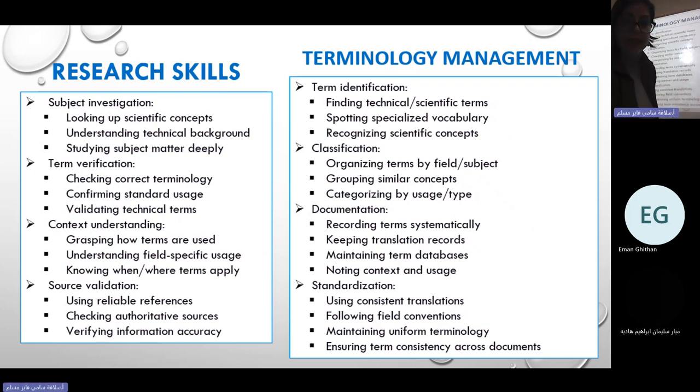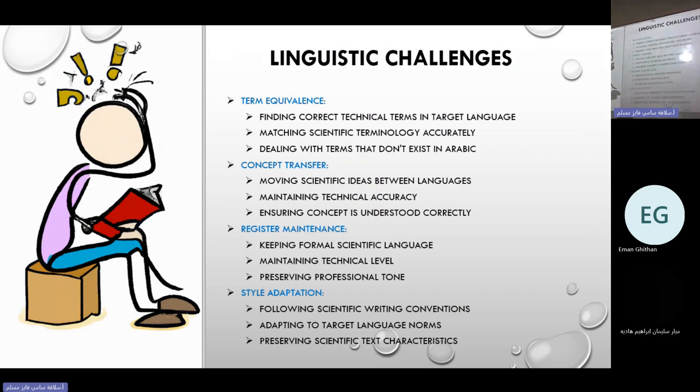Last thing is linguistic challenges. Term equivalence. And this is why we have a debate between the purists and the modernists. Should we translate? Should we borrow? Finding correct technical terms in the target language, matching scientific terminology accurately. Dealing with terms that don't exist in Arabic. How do we deal with these words? Do we translate them? Do we transliterate them? Do we borrow them?